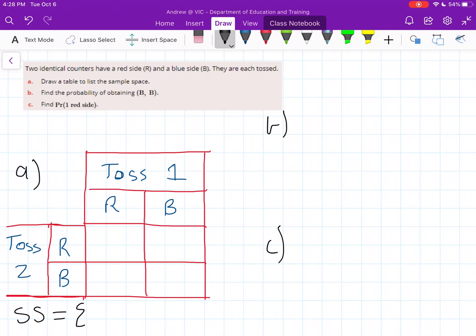G'day everyone, in this video we're going to be looking at finding a sample space for events with replacement. This just means that if you have one event, the exact same options are available for the next event. So we'll get into this.